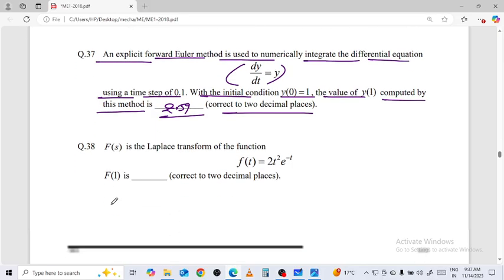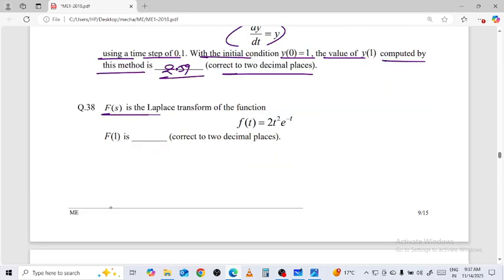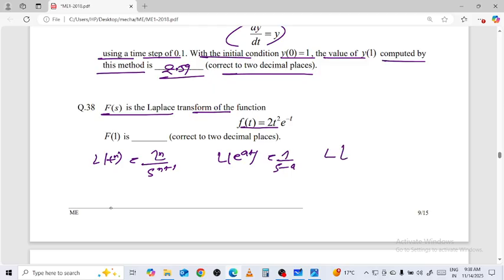Next, here the F(s) is the Laplace transform of f(t) = t square e to the power minus t. So f(1) is to be asked over here. Laplace of e to the power at is 1 upon s minus a, and Laplace of t to the power n e to the power at is factorial n upon s minus a to the power n plus 1.